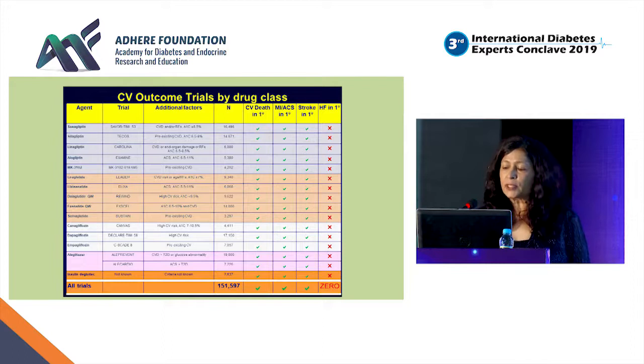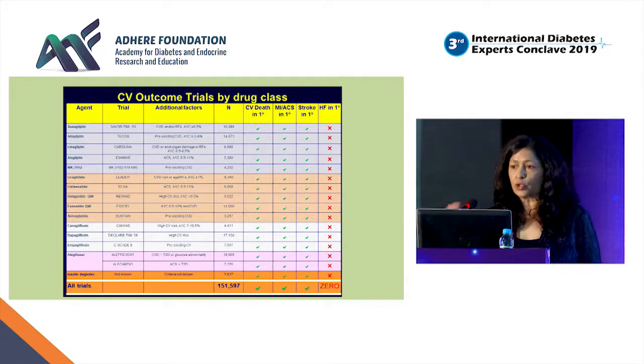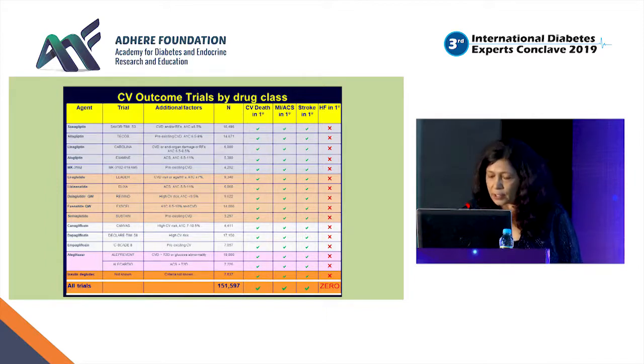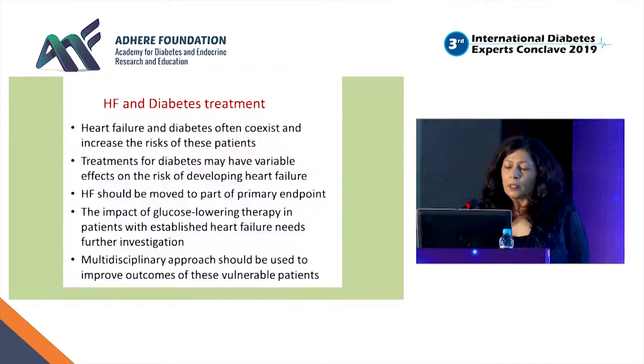So the first discussion about heart failure started when saxagliptin showed increased heart failure in that CVOT. Then of course came EMPA-REG, which actually reduced heart failure significantly and also the cardiovascular risk with mortality. So they coexist. Treatment for diabetes may have variable effects on the risk of developing heart failure, so it should be moved to the part of primary endpoint, which was not seen in so many of the CVOTs we saw in the last few years.